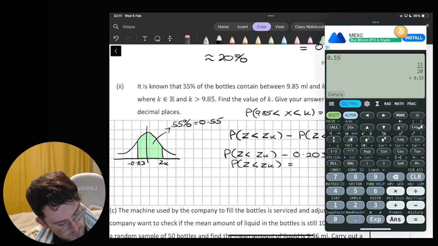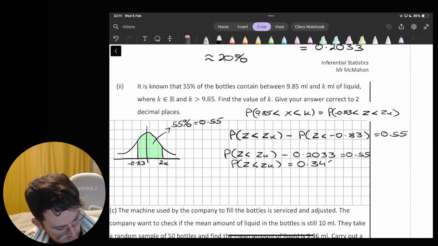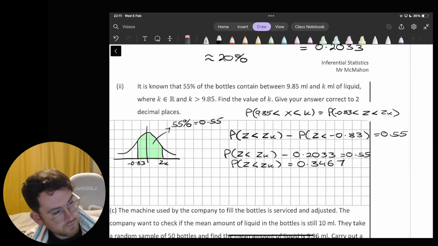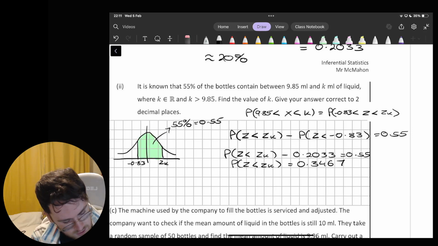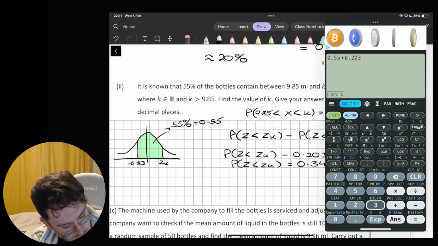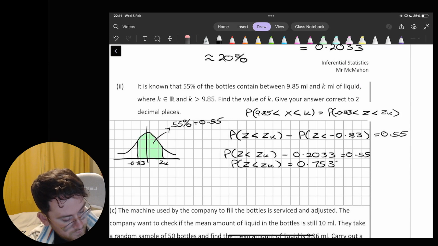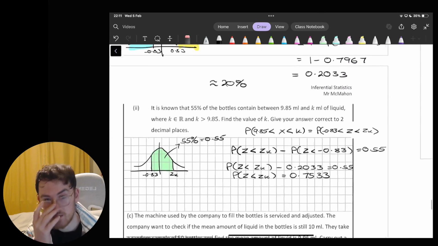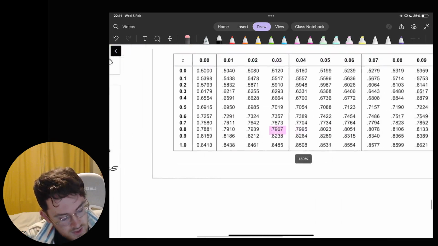So 0.55 minus 0.2033 is 0.3467. Okay, so let's go back for that one. I took it away, but I should have added: 0.55 plus 0.2033 is 0.7533. Makes a bit more sense there. So we're basically saying the probability that z is less than this other z value I'm looking for is 0.7533. So let's go look at it.